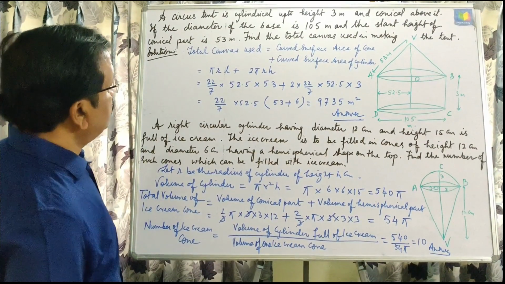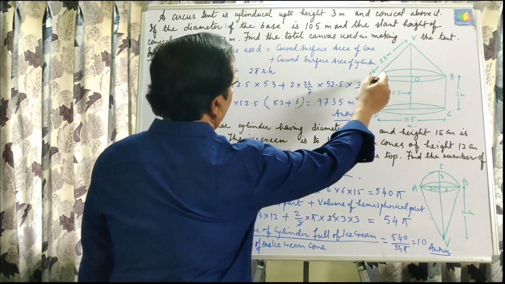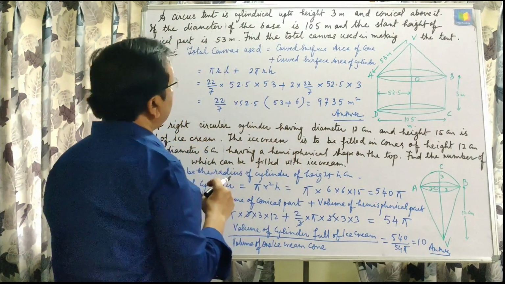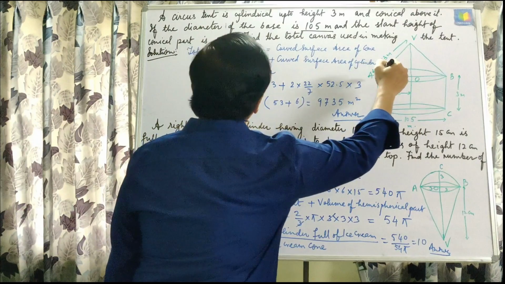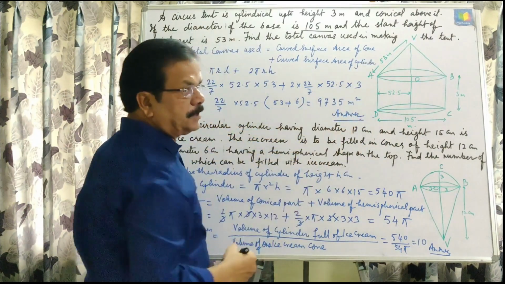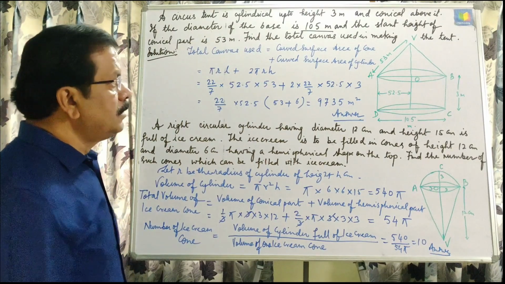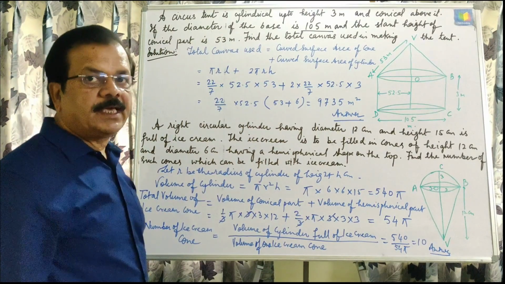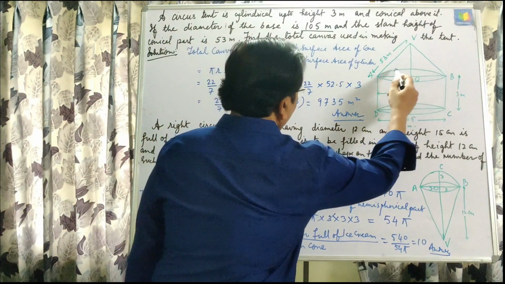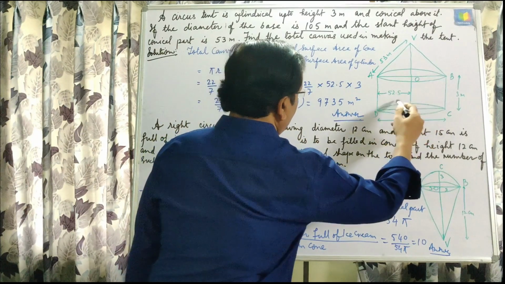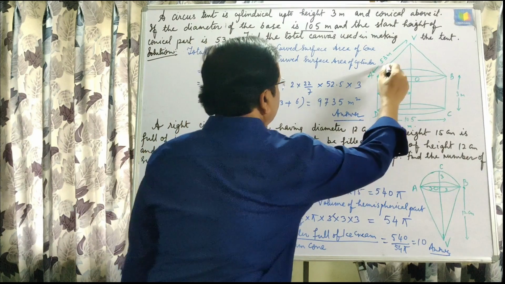A circus tent is cylindrical up to height 3 meter and conical above it. If the diameter of the base is 105 meter and slant height of the conical part is 53 meter, then find the total canvas used in making the tent. Actually, once we are making any tent with canvas, this part will not be taken and this part will not be taken, because the tent will be like this.